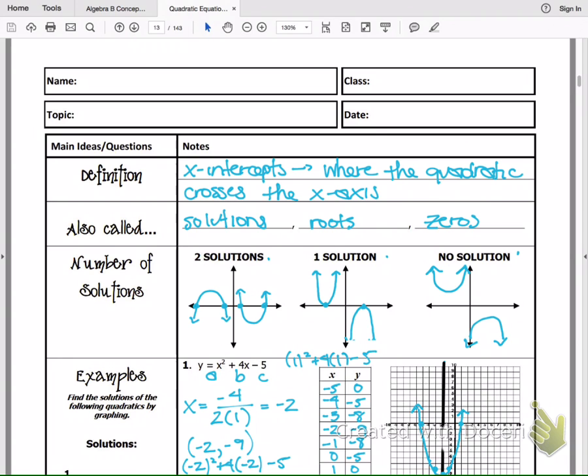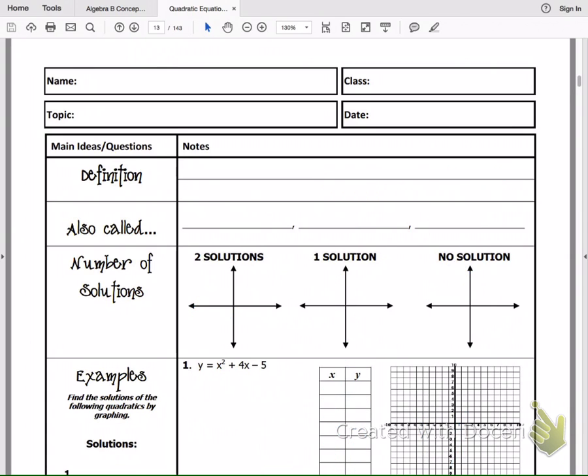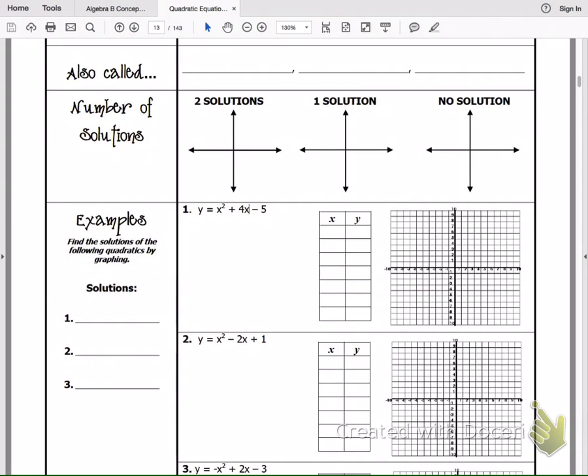So my official answer to this, I have to erase my work here, so just stick with me. I didn't slide down enough on my paper. My official answer to this would be that there are 2 solutions. X equals -5, X equals 1. Those 2 answers would be my answers.